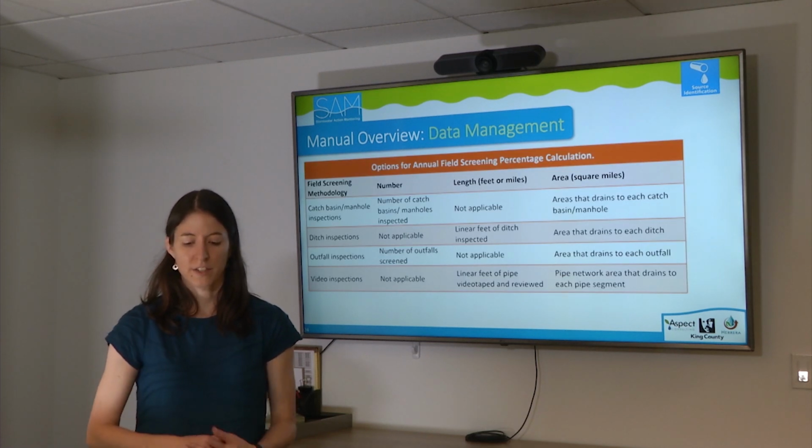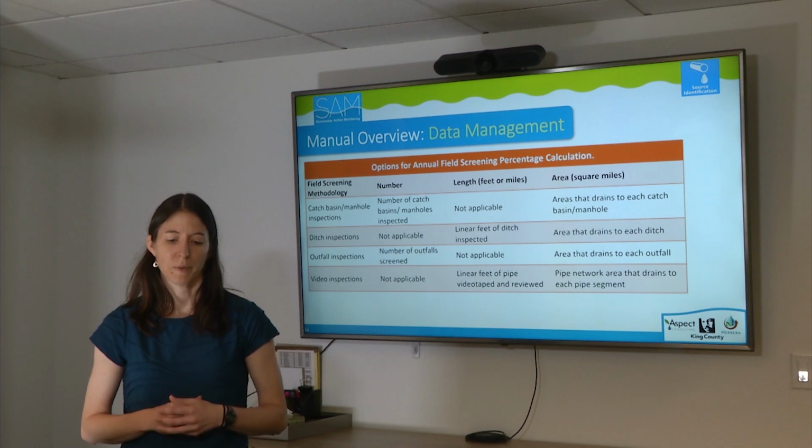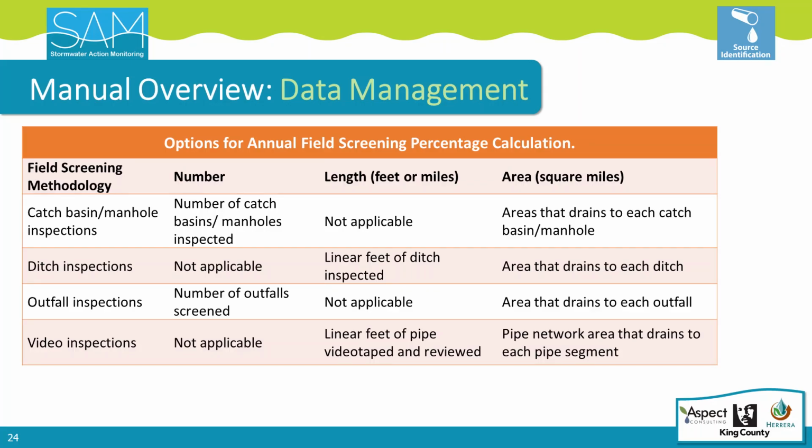I mentioned earlier this table 3.2, so this is a new table in the 2020 manual. Most of you have probably already started on tracking your annual field screening percentages, but what this provides is just a summary of different ways that you could track these, looking at the different field screening methodologies. So you could track based on number, you could track based on length, or you could track based on area. So that just provides some information there.